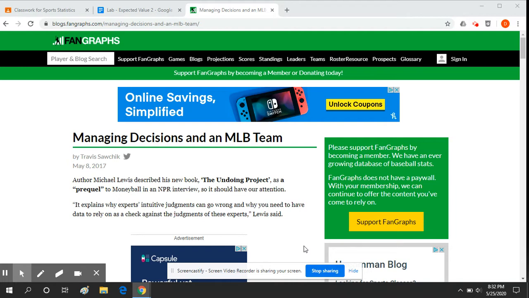So, what we're going to look at in this lab is something pretty similar to what we did in the last lab, only we're going to be shifting from football to baseball. Again, last lab, it was all about how do we make better decisions in the course of a football game. This week, it's going to be how do we make better decisions in the course of a baseball game.